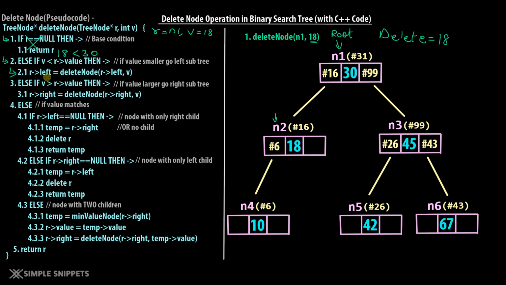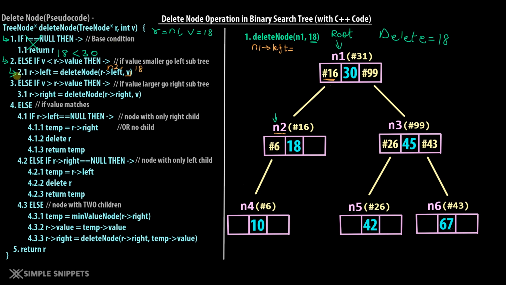Now you will say r of left equals delete node r of left comma v. So r of left is on the LHS. Let's write n1 of left instead, because actually r is nothing but n1, right? So n1 of left equals to, and what is r of left? That is n1's left. You're calling another delete node function call. So this is a recursive call and you're passing r of left. r is n1, who's there to the left of n1? It is hash 16, which is the address of n2. So you're passing n2 comma v, you're passing as it is, that is the value to be deleted, which is 18.